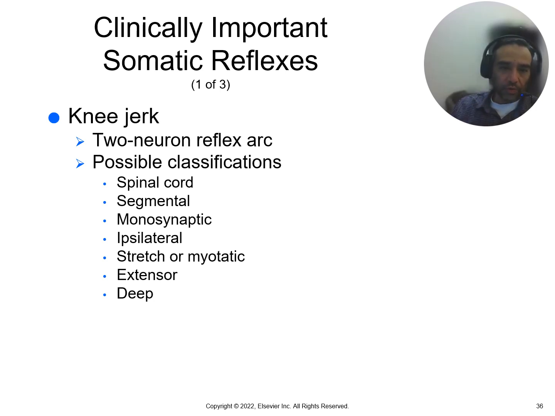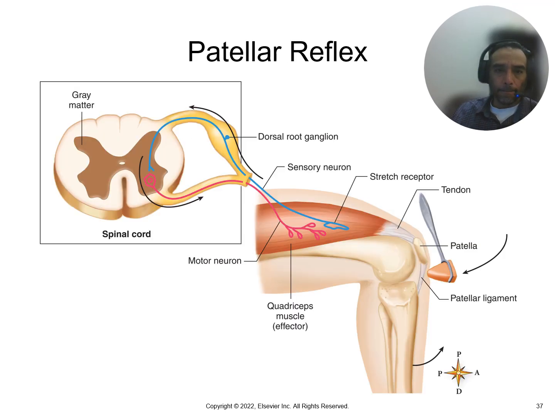Possible classifications of the knee jerk are spinal cord, segmental, monosynaptic, ipsilateral, stretch or myotactic, extensor, and deep. Let's jump into these. I'm not going to expect you to know the neural pathway for each of these reflexes, just to know the differences that they exist. This is figure 21-7 from your book, the patellar reflex. It shows the neural pathway that's involved in the patellar knee jerk.